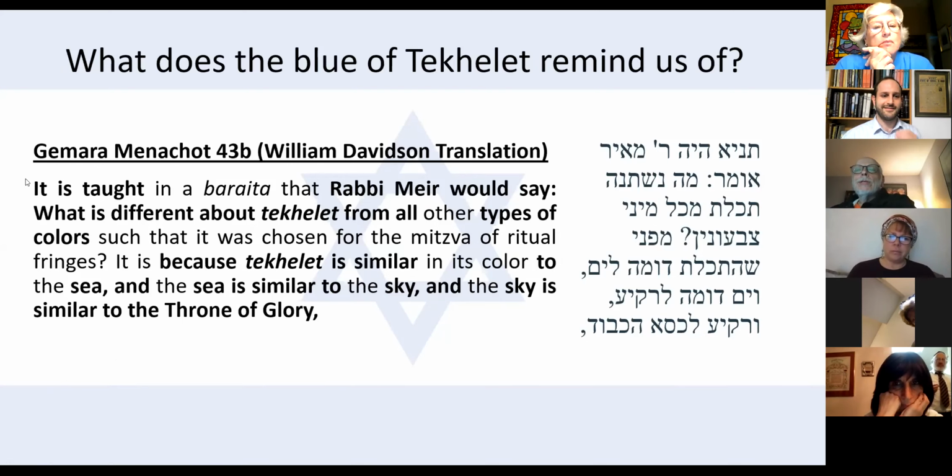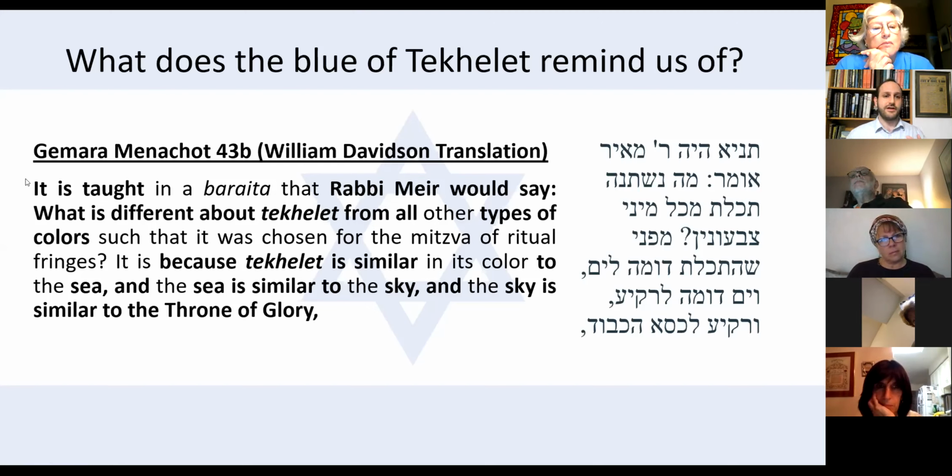It is taught in a Braita that Rabbi Meir would say, what is different about tchelet from all other types of colors, such that it was chosen for the mitzvah of ritual fringes? It is because tchelet is similar in its color to the sea, and the sea is similar to the sky, and the sky is similar to the throne of glory. Okay. Right, so why is tchelet such a special color? Because of what it eventually reminds you of.